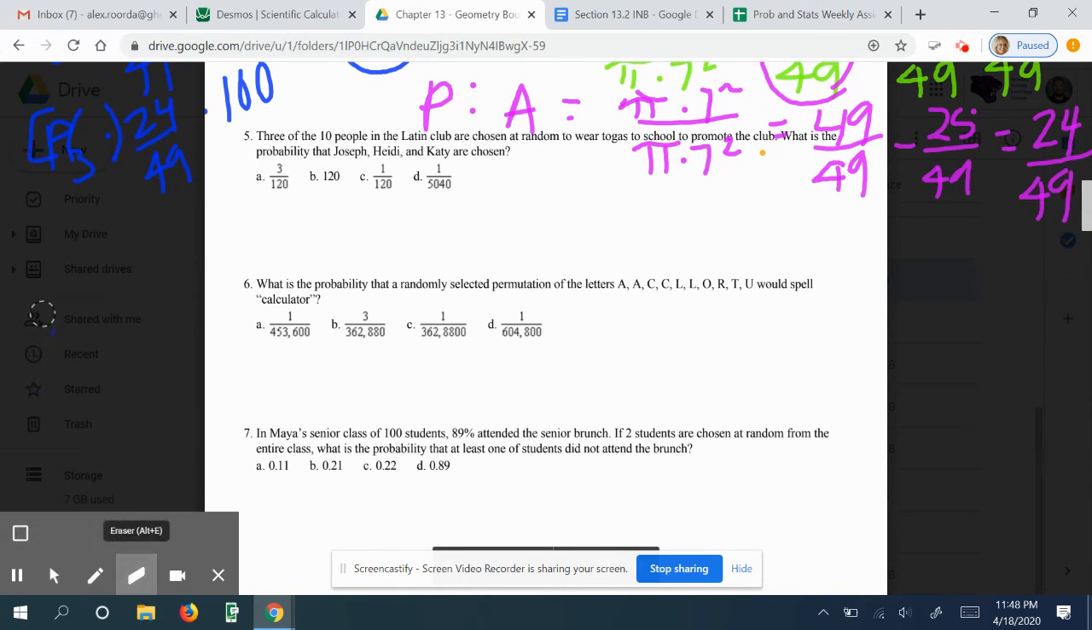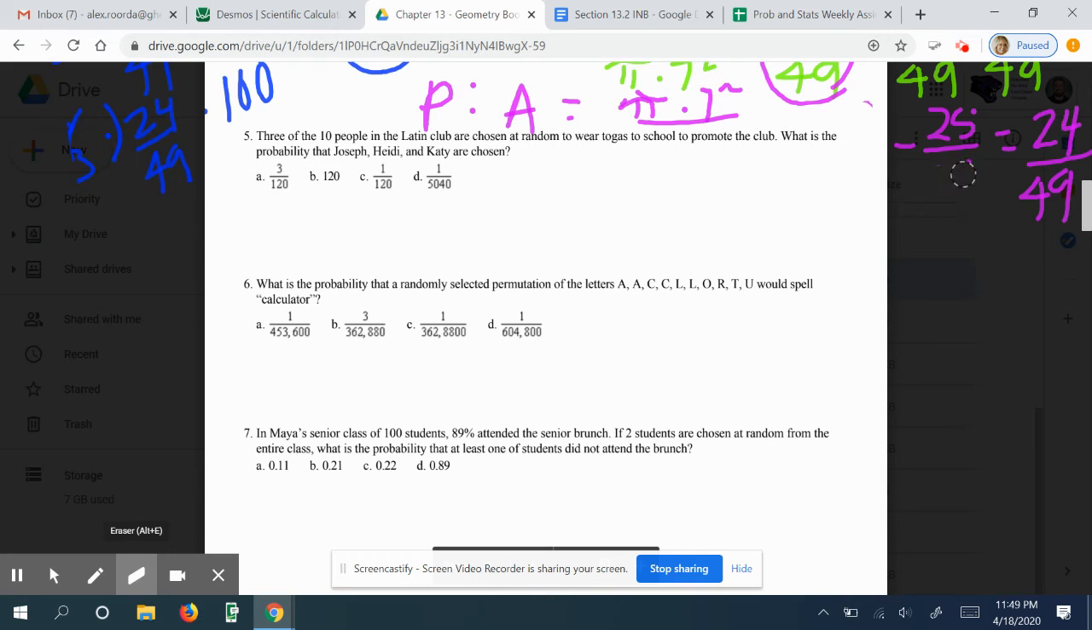All right, now number 5 says 3 of 10 people in the Latin club are chosen at random to wear togas to promote their school club. What is the probability that Joseph, Heidi, and Katie are chosen? So I want you to notice one thing, because there's going to be lots of problems on here where they're asking about different things, where they choose a certain number of people. Now this is one where they choose 3 people, and there's 10 total, right? So 10, and we'll call that N, and the R is going to be 3.